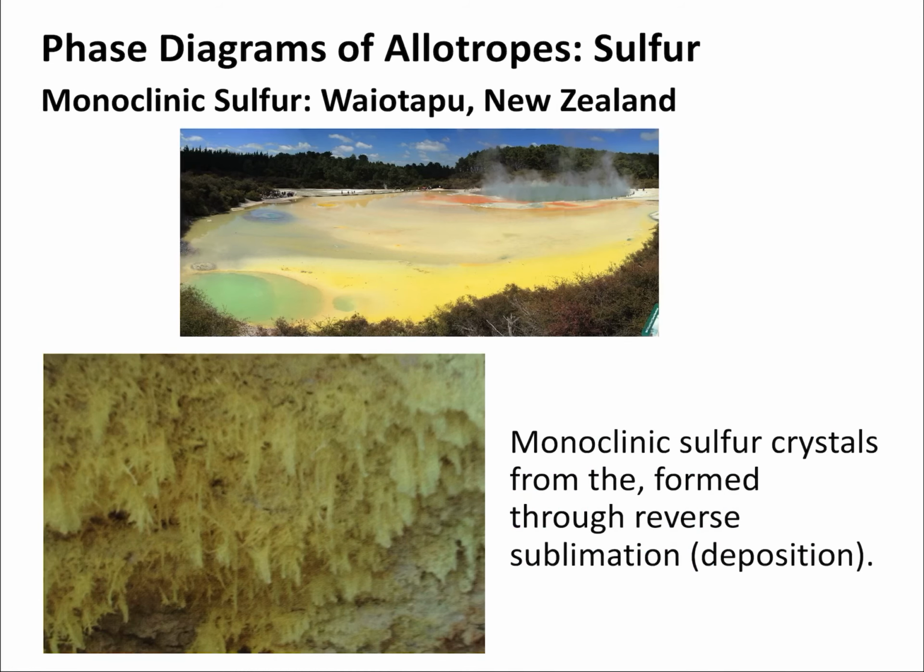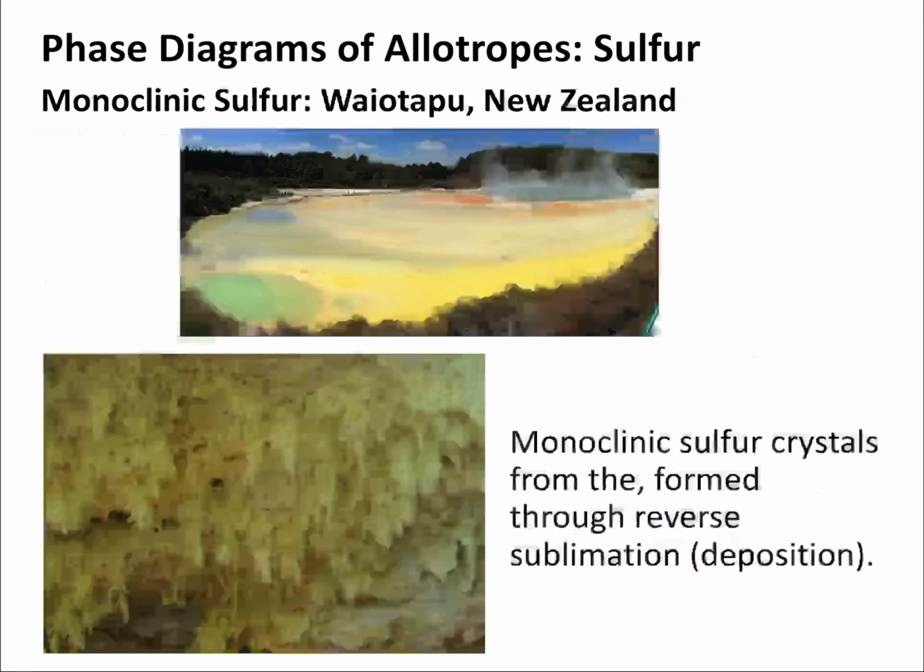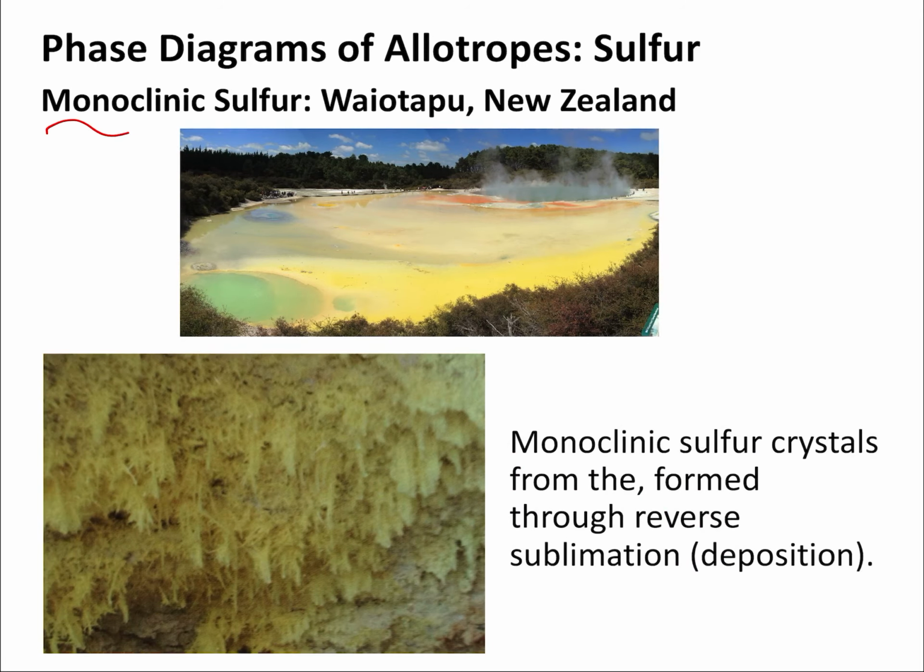Just an interesting picture here. This is showing a spot in New Zealand where you have a lot of monoclinic sulfur that is being emitted from hot springs. And you can see the bright yellow color here. That's very characteristic of sulfur.